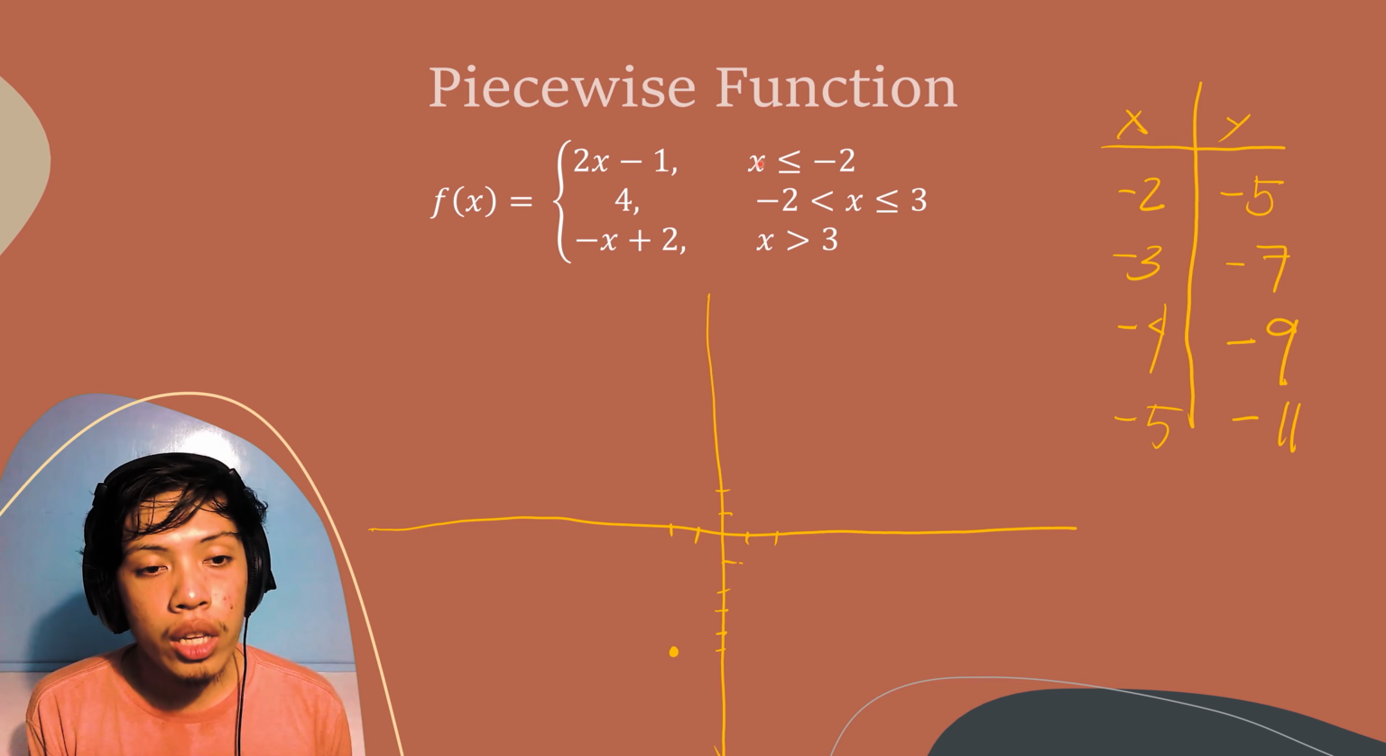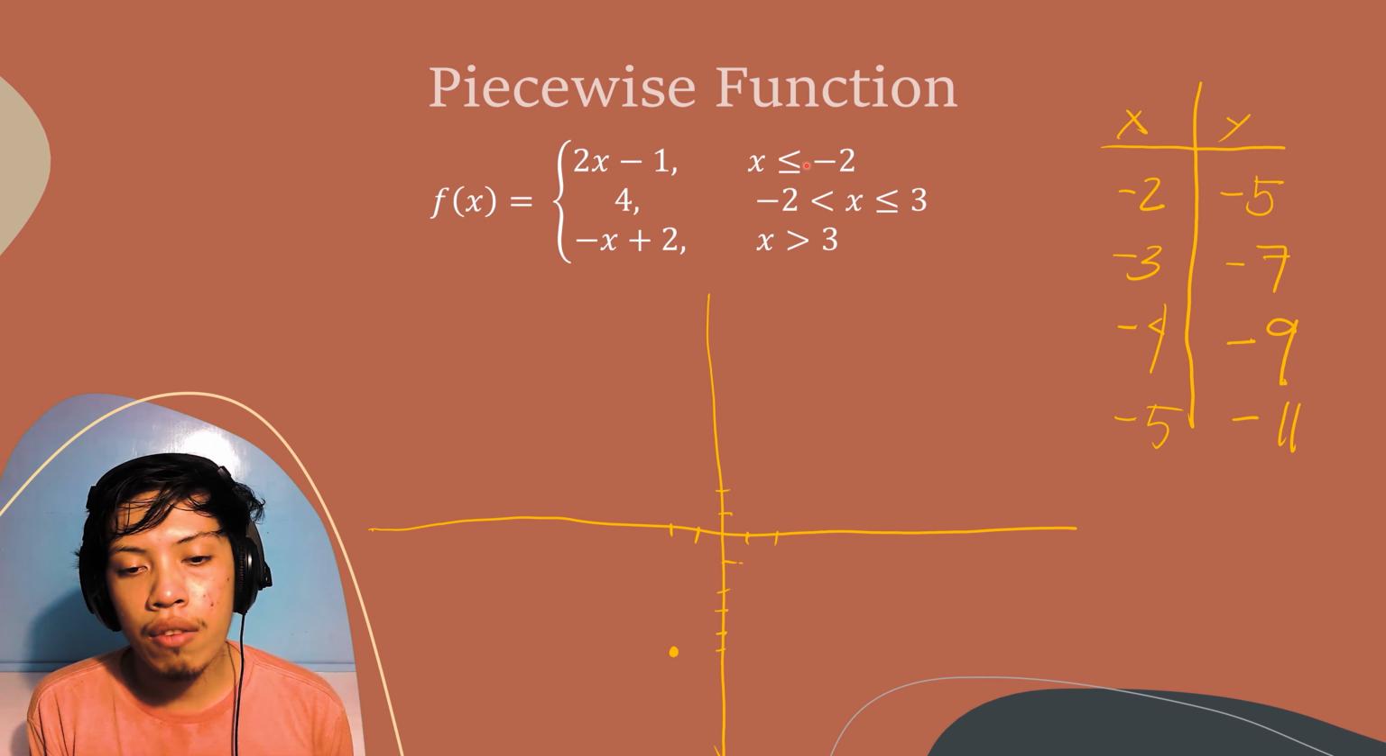Next point, you have here negative 3, negative 7. So you have negative 3 and 5, negative 5, negative 6, negative 7, right here. And next, negative 4 and negative 9, right here. And so on and so forth. So if you connect these dots, it looks like this.